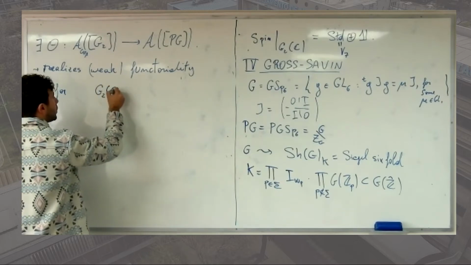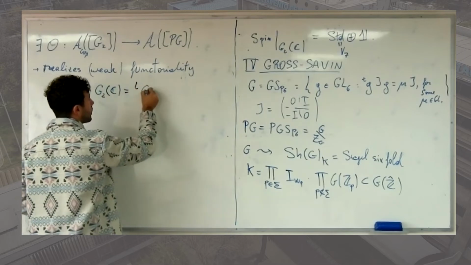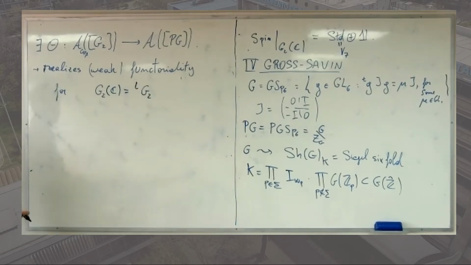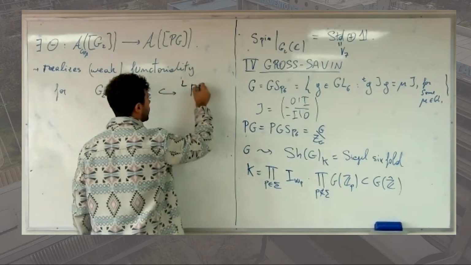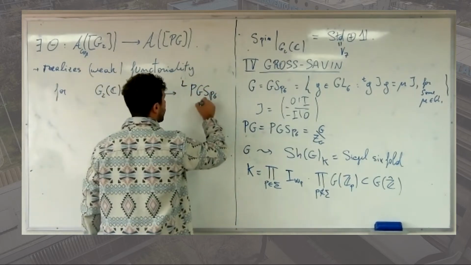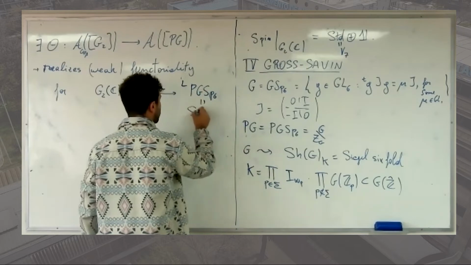So notice the G2C, I haven't said it, but its Langlands dual is still G2C inside of LPGSp6. And the dual of LPGSp6 is spin 7.